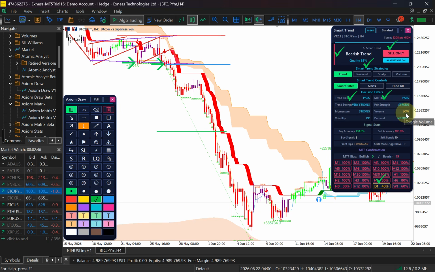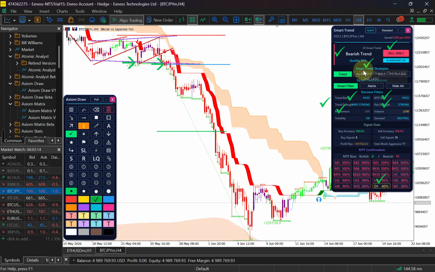So I'm going to look at the volume, for example. The volume is low. I'm going to look at the trend. The trend is very strong. So that's another pass, right? So I have another pass on the strong. I have the strength of the pairs. That's another pass. I have the momentum stronger. That's another pass. So I'm collecting as many passes as possible that would help me enter. So I have many passes in this case.